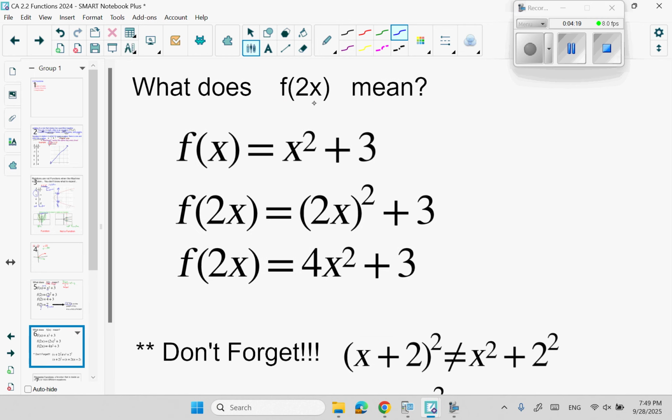Now, I could even go further and plug in 2x for x. And I would do, obviously, 2x times 2x equals 4x squared. That's why I get 4x squared there.